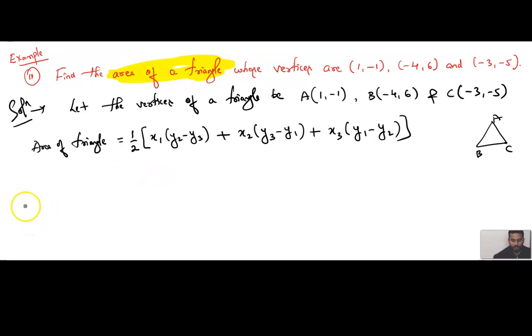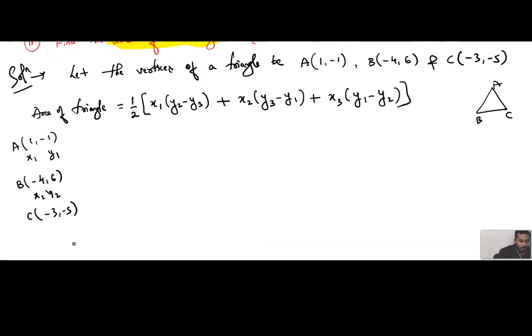Let me write the values over here. Vertex A is (1, -1), so this is x1 and y1. Next B is (-4, 6), which is x2, y2. Next C is (-3, -5), which is x3, y3. Done. Shall we write now?